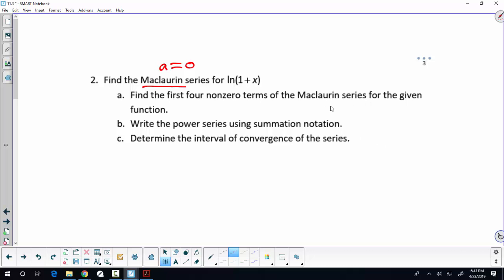By the way, don't use the tables that are forthcoming. Don't cheat.